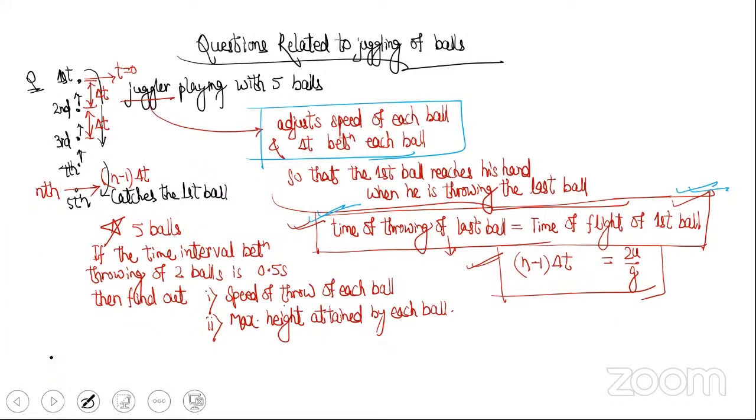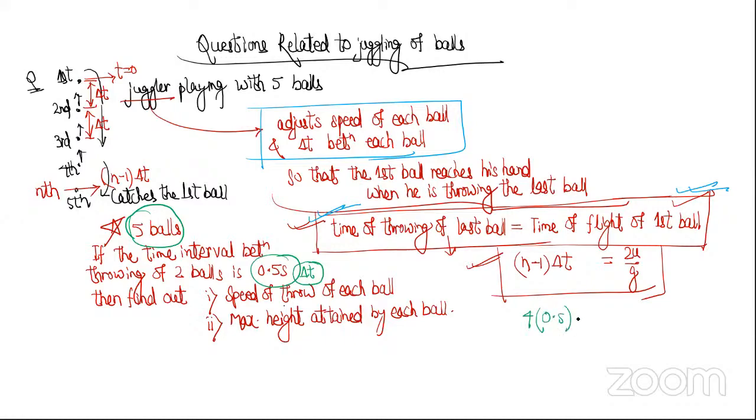Let's check. So he is playing with 5 balls. That means the 5th ball he is throwing at 4 times delta t, isn't it? How much is delta t? 5 balls. I thought 2 balls. Oh, it is written with a star mark. So the last ball he is throwing at 4 times delta t, isn't it?